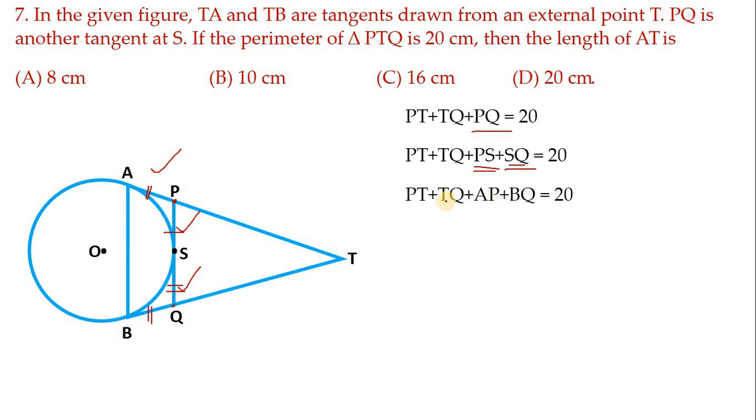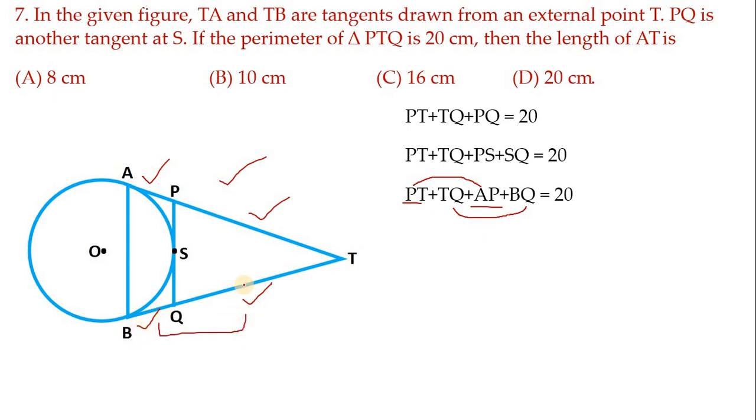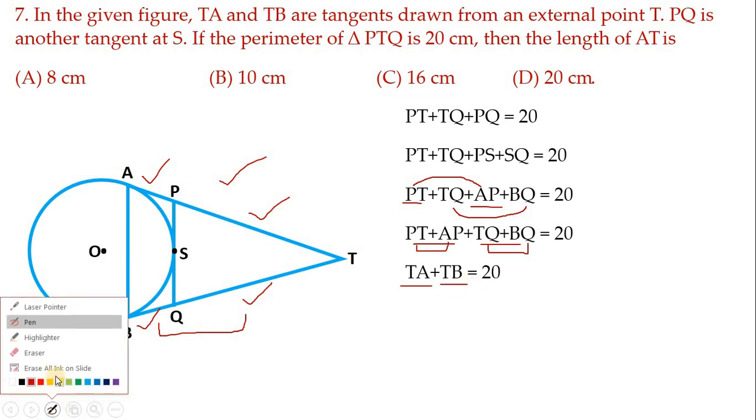Now let me arrange the terms properly. PT and AP. I'll show you again this PT and AP. PT is here and AP is here. If you add these two, we can write it as TA. Similarly, if you add TQ to BQ, TQ is here, BQ is here. If you add these two, we can write it as TB, isn't it? So just like this. So first I have arranged the terms. Now I will add. As I add these two, I'll get TA, and if I add these two, I'll get TB. Both equals to 20.